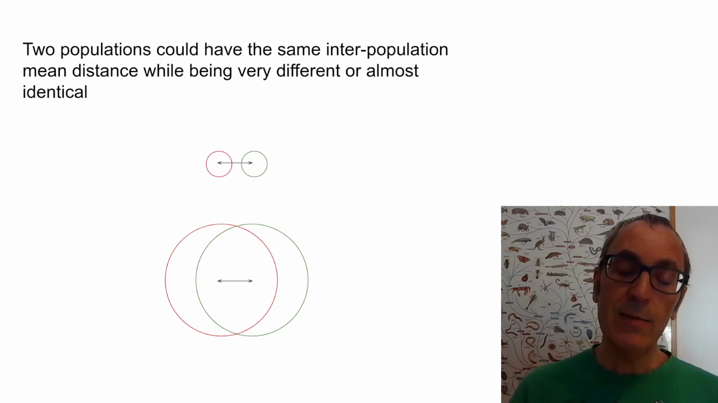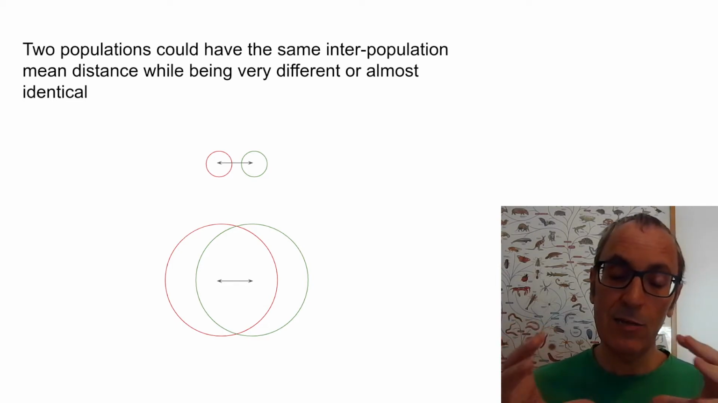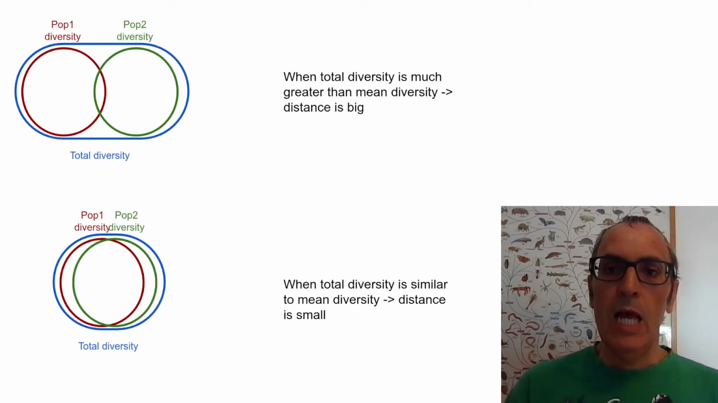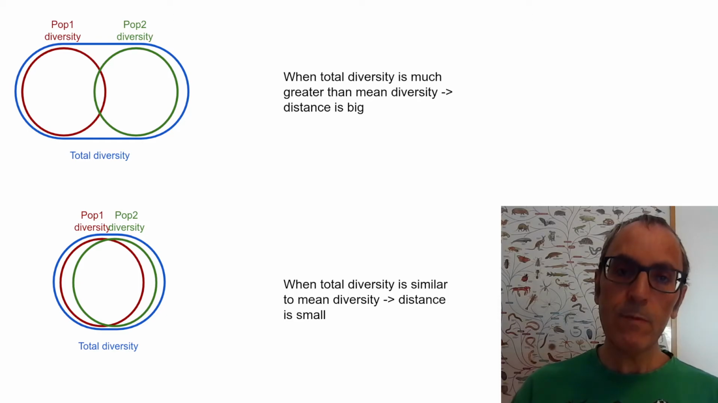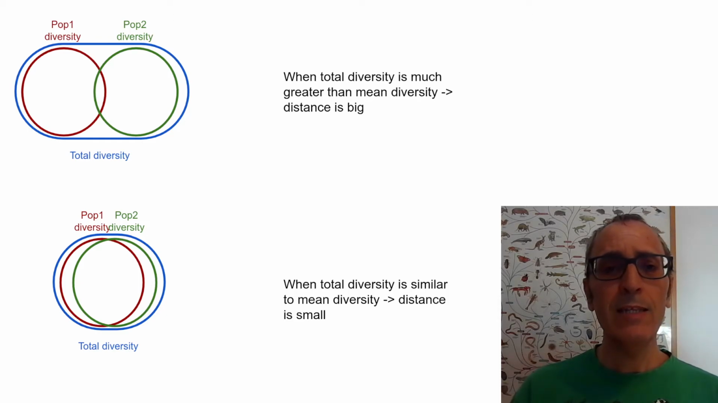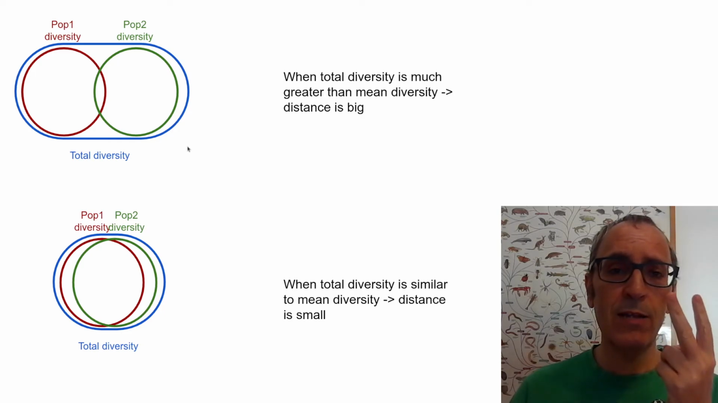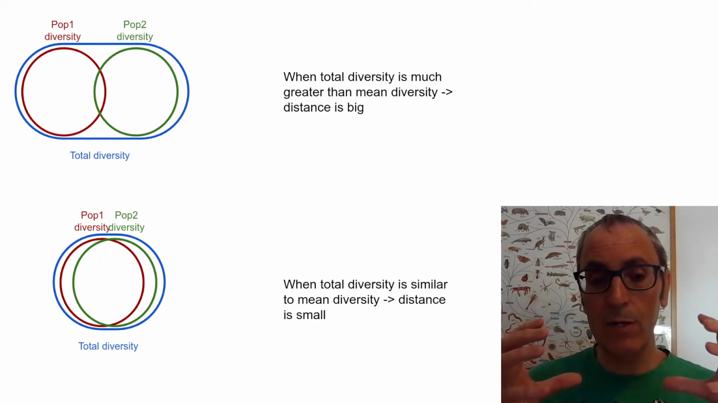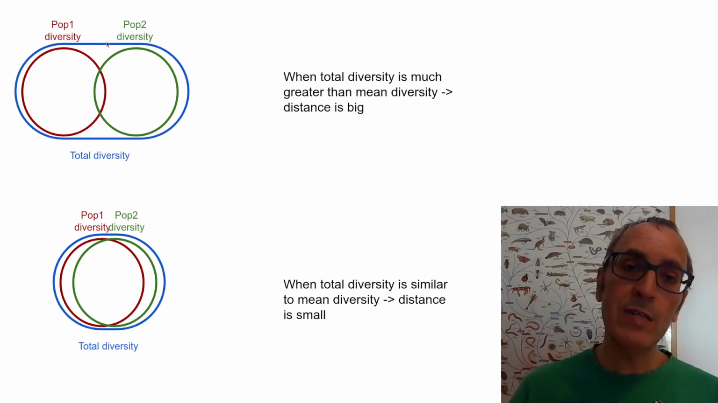They share a lot of diversity. That is why it is important to take into account the distance within populations when you calculate the distances between populations. One way to take this into account is to calculate two different kinds of diversities. You could calculate the diversity for each population and then calculate the mean diversity. That gives you an idea of how diverse in general the populations are, and then you calculate the diversity of all together, okay, the total diversity.